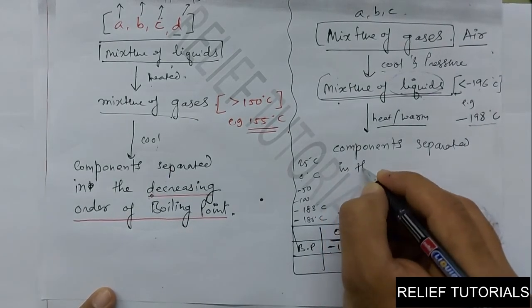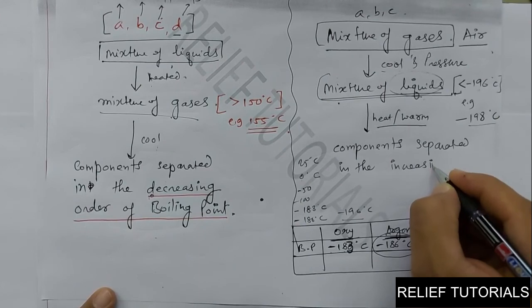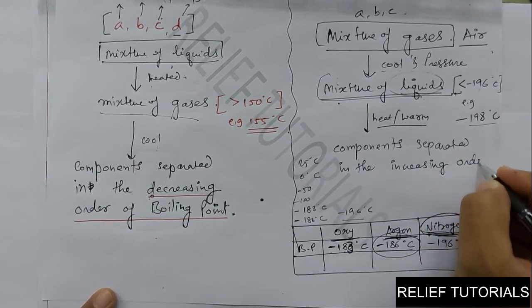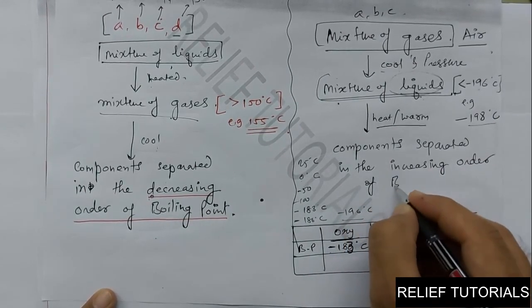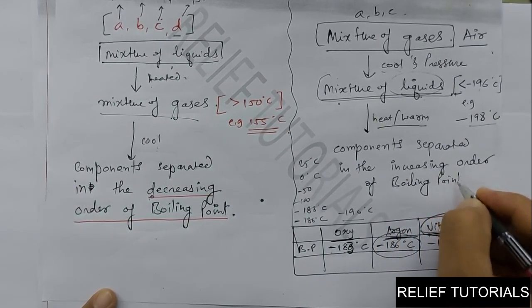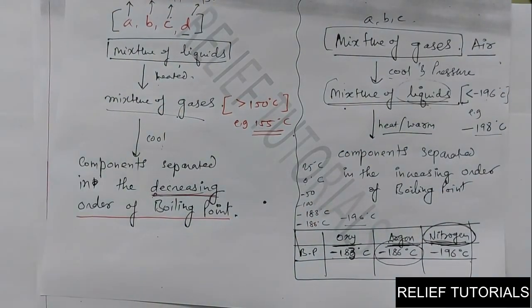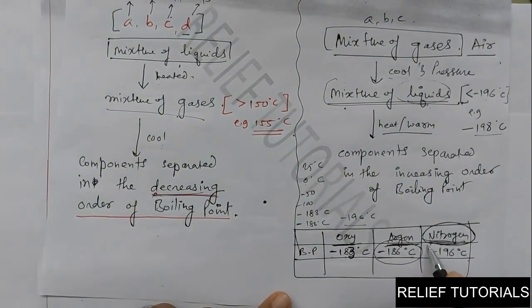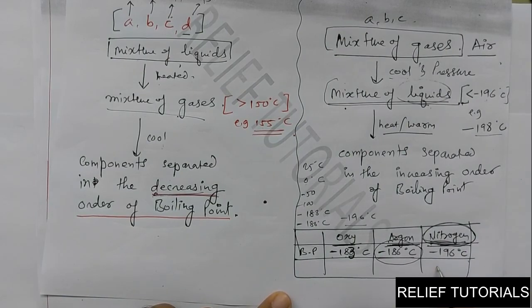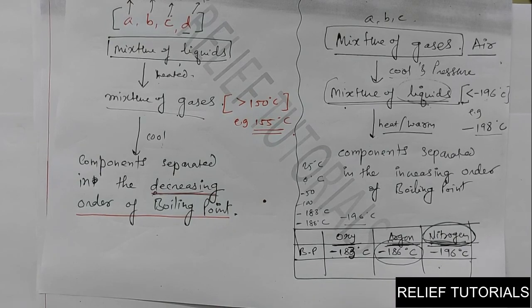separate in increasing order of boiling point. Here it is increasing order, there it was decreasing order because the process is reversed here. Here the first purified substance is nitrogen having the lowest boiling point. Then the argon having a somewhat higher boiling point. Then the oxygen having the highest boiling point.